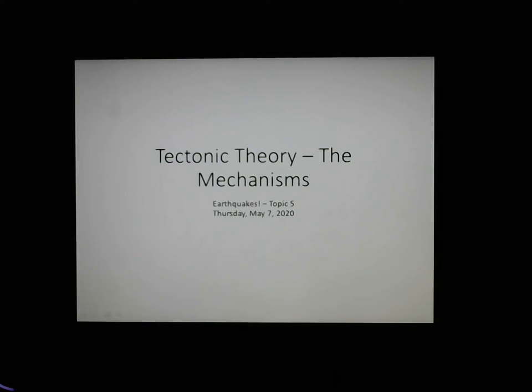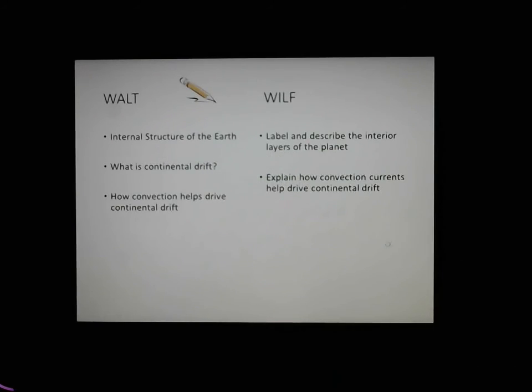So here's our WALT and our WILF. We want to look at the internal structure of the Earth, what continental drift actually is, and how convection drives this process of continental drift. So we want to be able to label and describe the planet and explain how convection currents actually cause continental drift.